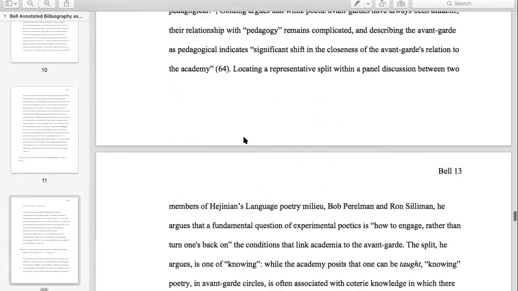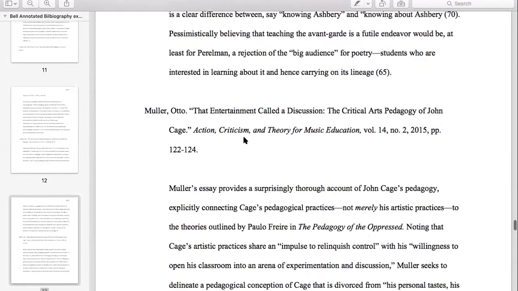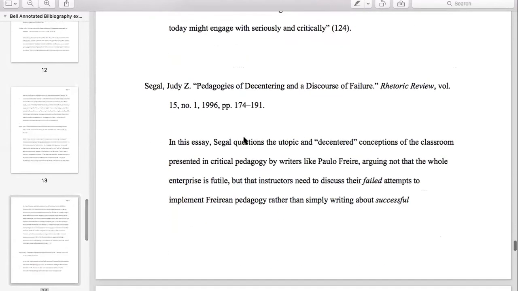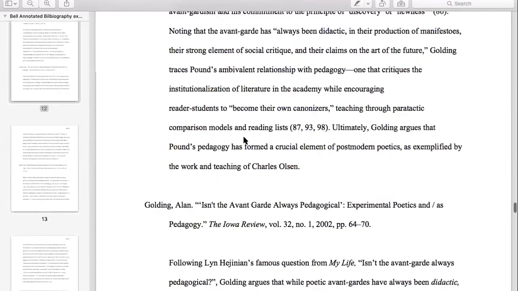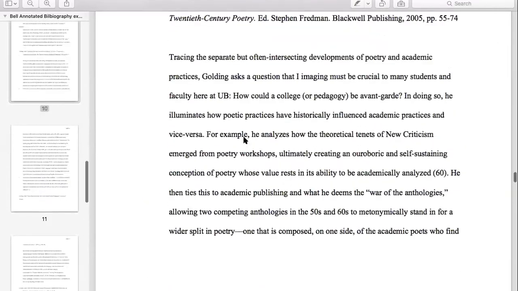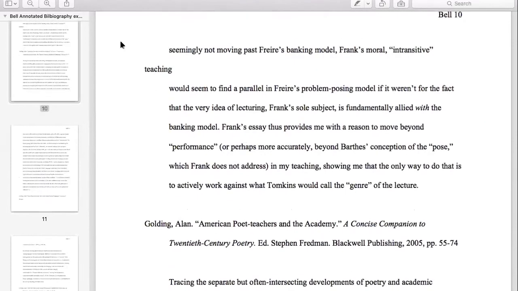One thing I want to point out is that the formatting is a little messed up here occasionally, and that's because I just downloaded it as a PDF, and sometimes that happens. So, like when you see this right here, don't model your annotated bibliography after that, right?